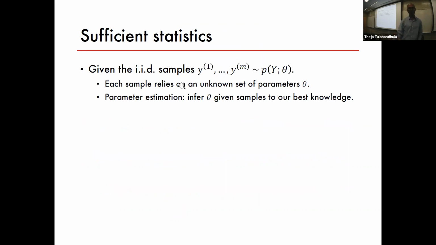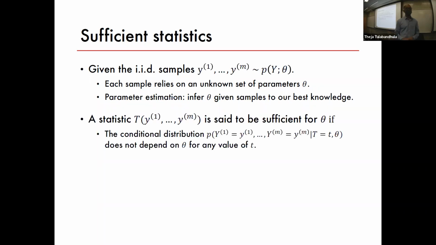So this is the original problem. Given data, each sample relies on an underlying unknown parameter theta, and parameter estimation is to estimate or infer theta given the samples, to the best of our knowledge. A statistic is said to be sufficient for theta if the conditional distribution of these y1 to ym realizations, given the sufficient statistic and theta, does not depend on theta. This is just a technical condition for when a statistic can be sufficient.